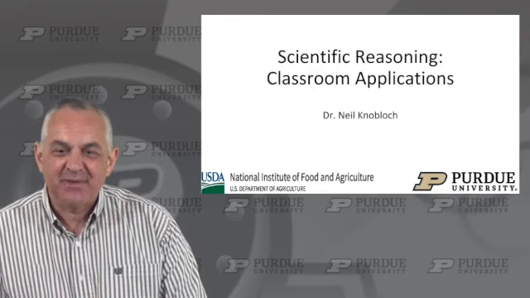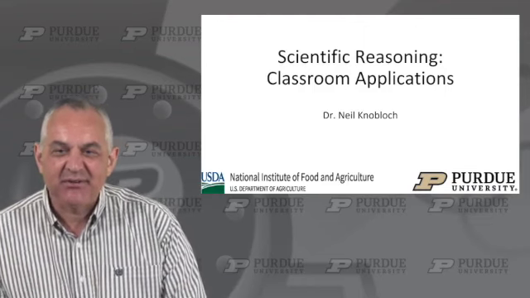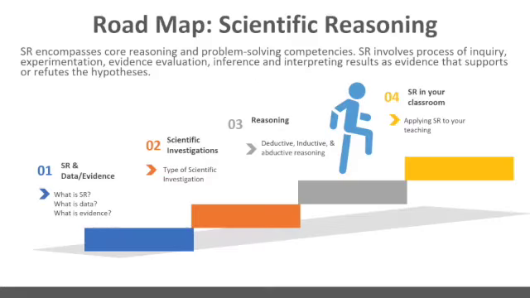So we will go through this module here in the next few minutes, and we'll show you that we're on this pathway of the roadmap for doing the scientific reasoning process, starting with data and evidence. In Module 1, you went through scientific investigations with Module 2, and then you focused on reasoning in Module 3. And now we are completing this roadmap with the fourth module focused on scientific reasoning in your classroom. How do you apply this as we go in and work with students?